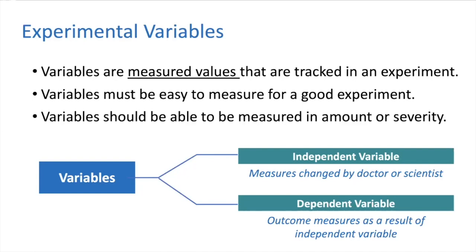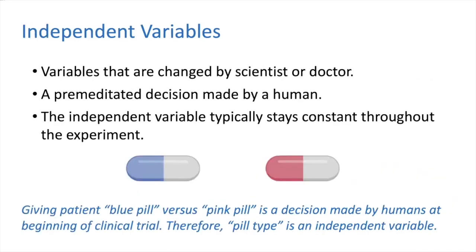Now, there's two types of variables I'll discuss in this module. There's the independent variable and the dependent variable. The independent variable are measures changed by doctors or scientists. The dependent variable are outcome measures as a result of the independent variable. And I'll explain this more in the upcoming slides.